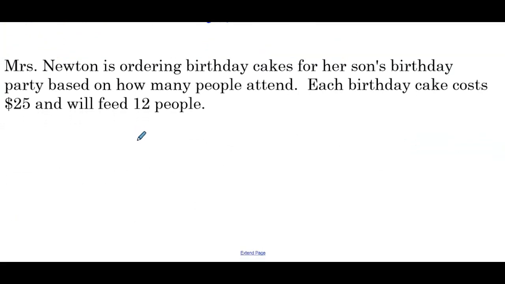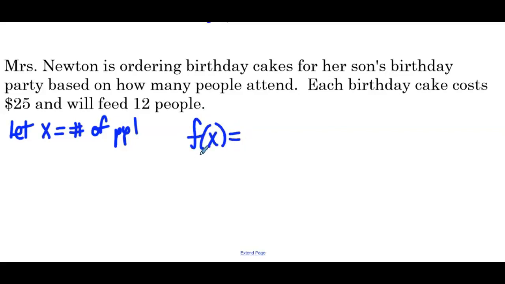The next example, Miss Newton is ordering birthday cakes for her son's birthday party based on how many people attend. Each birthday cake costs $25 and will feed 12 people. Okay, so we're going to define the variable to be the number of people that are attending the party. Okay, so then how much she's spending on the birthday cakes is f of x.